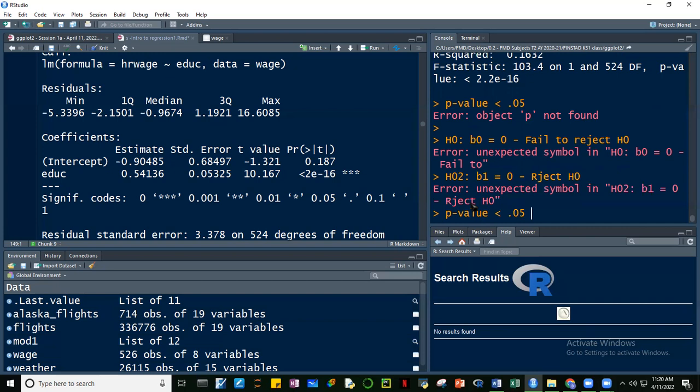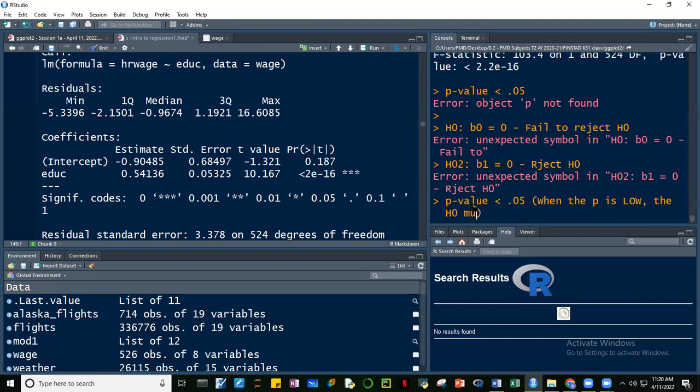Why? Because your p-value is less than 0.05. And the general rule is, when the p is low, the null must go, or we should reject the null hypothesis. When the p is low, the null must go. The p-value is lower than 0.05, then we reject the null hypothesis that B1, or education, is equal to 0. So there's this strong statistical reason to believe that the coefficient of education is a value other than 0. And here it's 0.54.